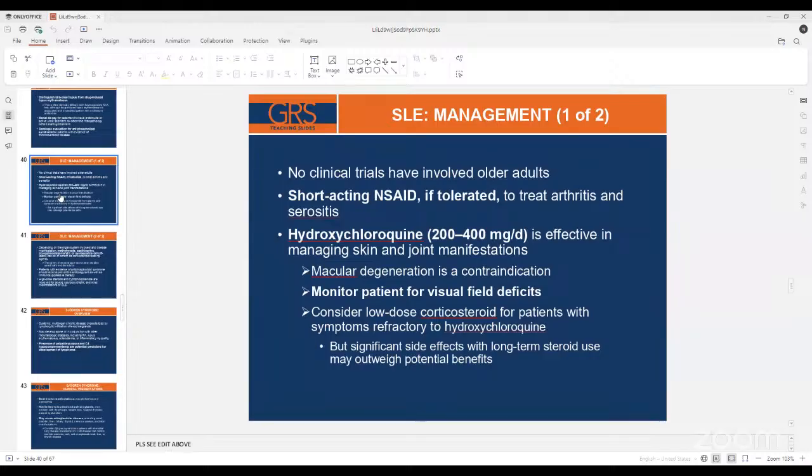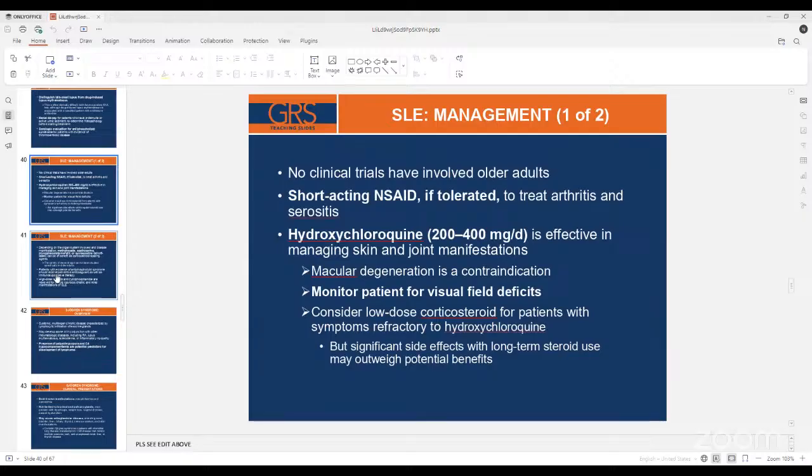Macular degeneration is a contraindication. In fact, macular degeneration is a contraindication for using hydroxychloroquine, and it is also a side effect of using hydroxychloroquine. So you should always monitor your patient for visual effects. You should always check that their retina is all right.